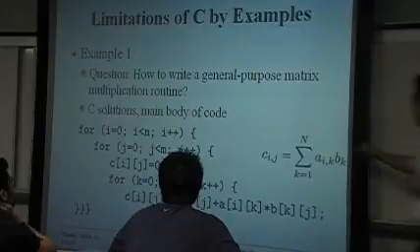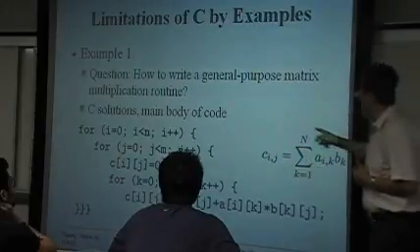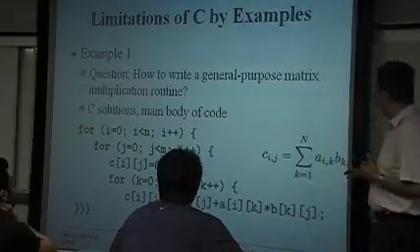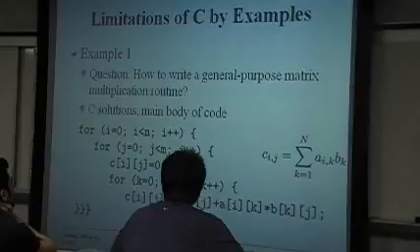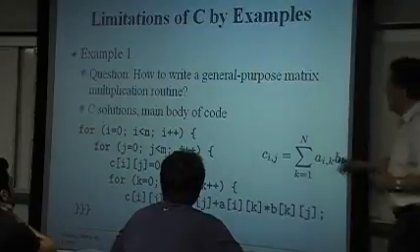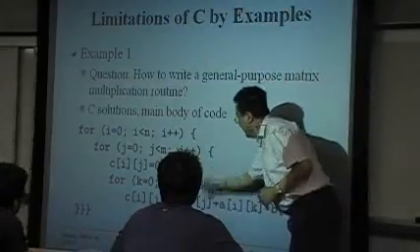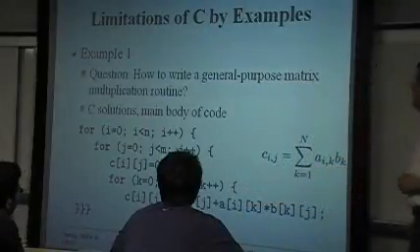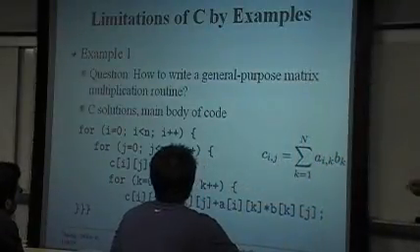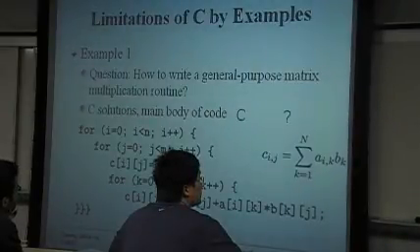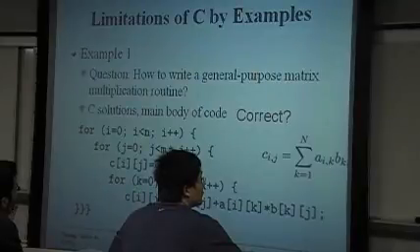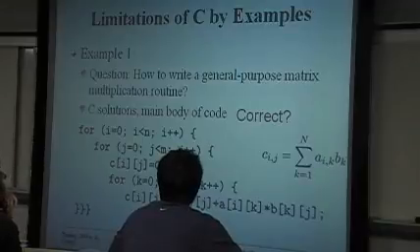Remember, this is the mathematical form to perform matrix multiplication. If you want to implement this in C, the kernel part should be something like this. We have to use triple loops to implement this. And now we have a question: whether this routine is correct or not. There are certain bugs in it.